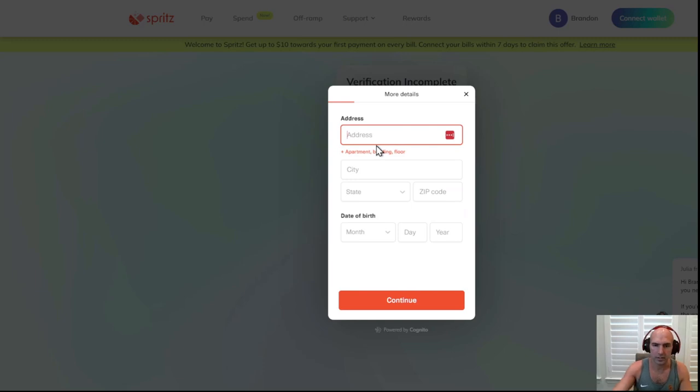I'm going to put in my address here and my date of birth. I'm going to fill out all this information, obviously, so that way I am set up and ready to go. And once this is set up, I'll show you the next step. So go through, verify your information, get everything added so that you can start paying your bills with crypto. And we'll show you how you do that right now.